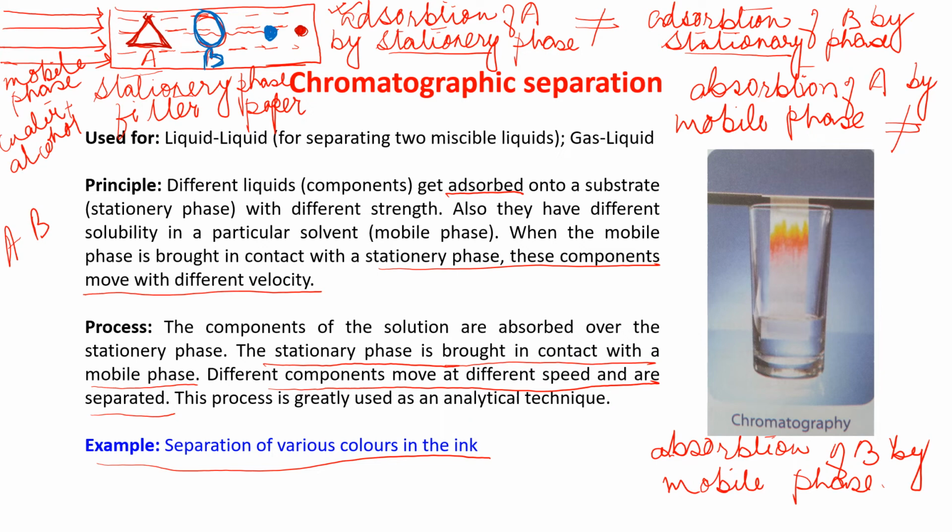First, the stationary phase will adsorb A and B. It is a surface phenomenon, and then the mobile phase will pass through that and it will take out the A and B with it. Now which one will come first? That will move with the mobile phase faster, and they will move with different velocities, different speeds, and the colors will be separated and we are getting the different spots. I think it is clear to you.